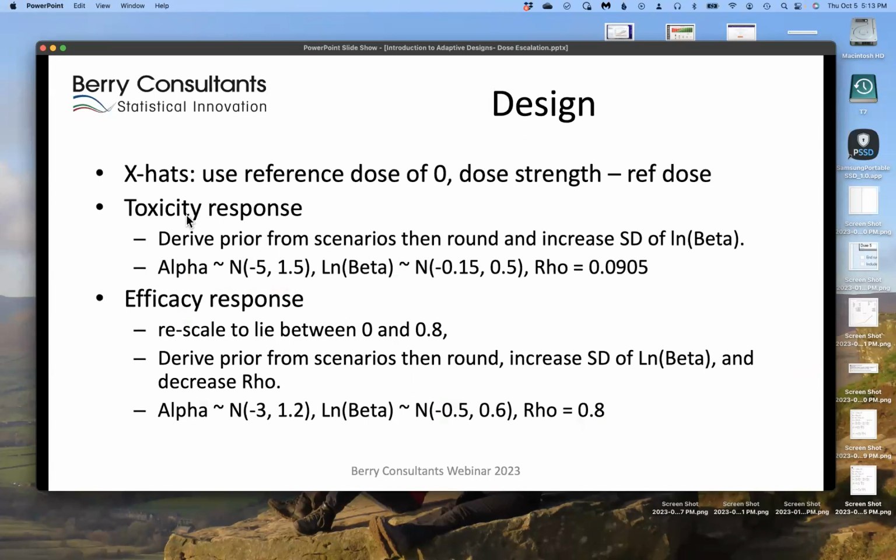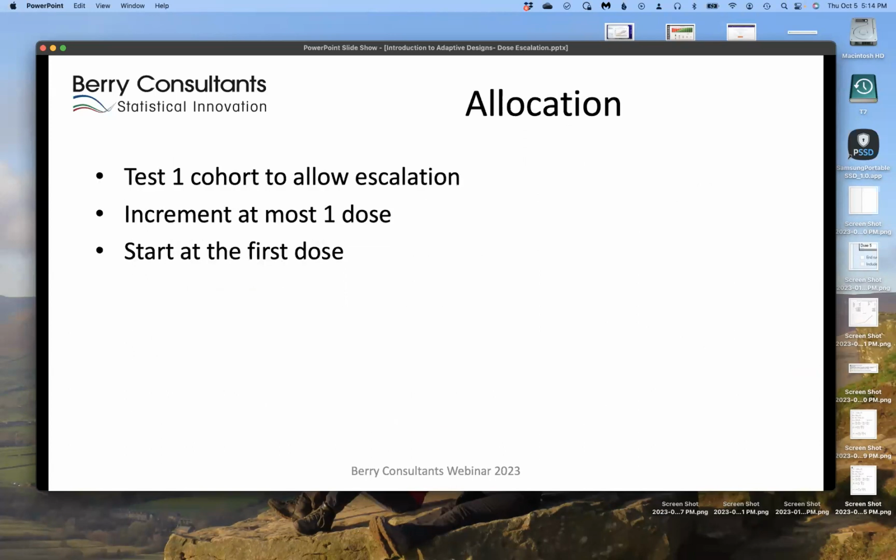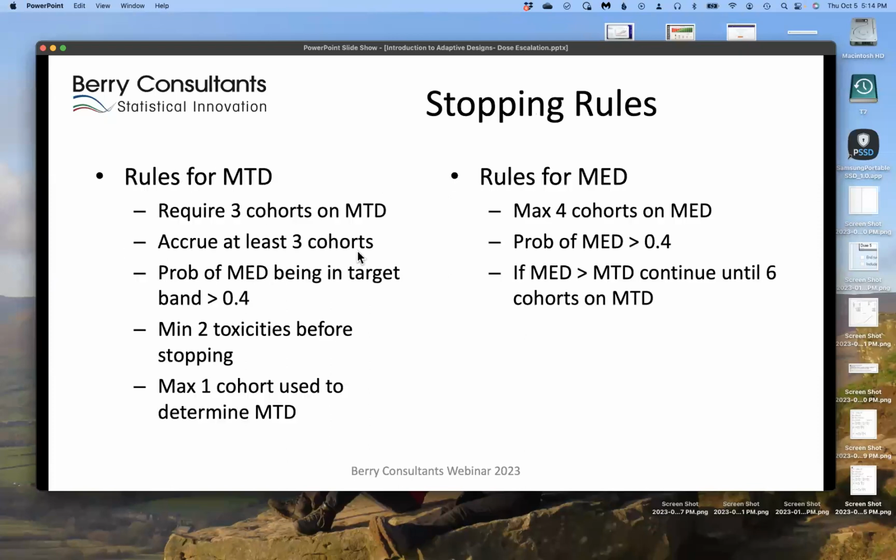Again, I've derived my prior from the scenarios, but here, because I've got so few scenarios, I then manually tweak them. I've rounded them to the nearest numbers, and I've doubled the standard deviation on beta, and the same for the efficacy scenario. So, standard escalation of 1 cohort per dose, don't escalate more than 1 level. Here, I didn't start at the 2nd dose. That might have been a mistake, but they just start at the 1st dose.